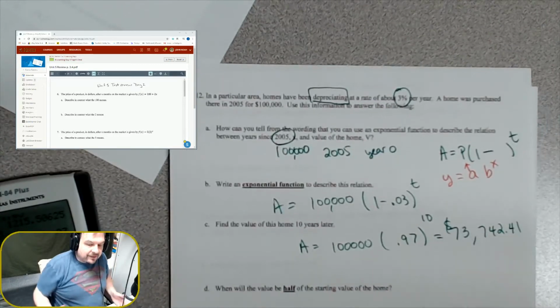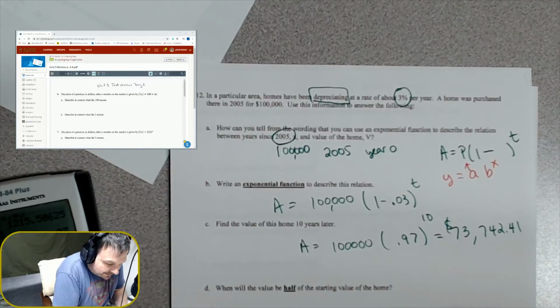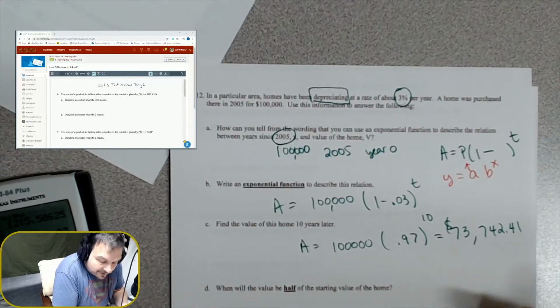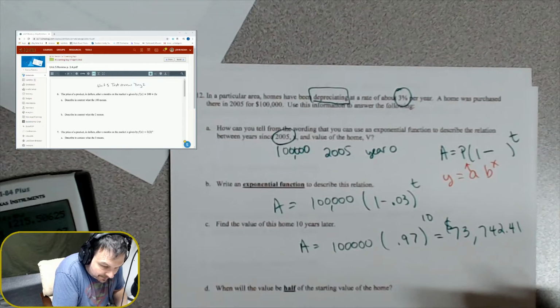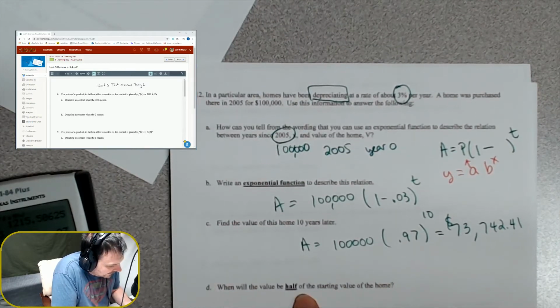You see, depreciation, things are getting smaller. They're depreciating. They're getting less and less every year. That's what depreciation is. You buy a car, it depreciates in value. It doesn't go up in value. Stocks go up in value, hopefully. Half-life, when will it be half?